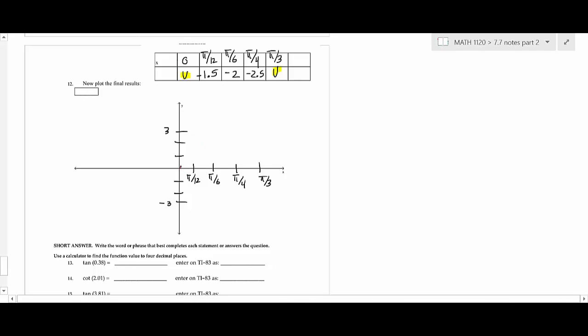Okay, so we have an asymptote at 0, which is just the y-axis. We had an asymptote at pi over 3, like that. And then we had in the middle, pi over 6, we were at negative 2. Pi over 12, let's see, we were at negative 1.5, so just estimate it. Pi over 4, negative 2.5, and then just go through and sketch in the graph right there, and then you got it. Okay, like that.